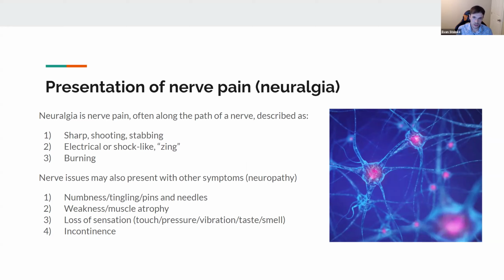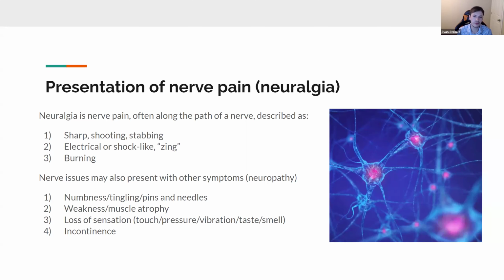I will say though that if you're experiencing sharp pain, it's not always nerve pain, right? This is one of the signs, but it doesn't mean that every sharp pain you experience is from a nerve. Some people describe, for example, joint pain as also feeling sharp. So I just wanted to mention that.